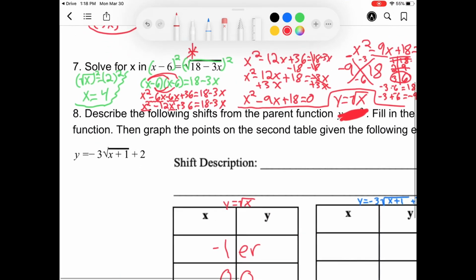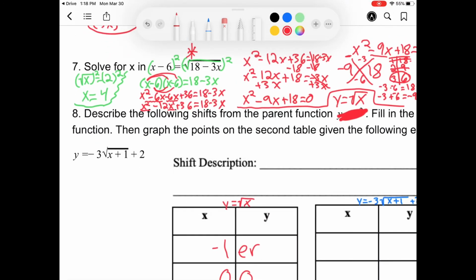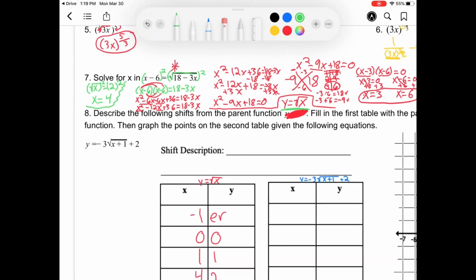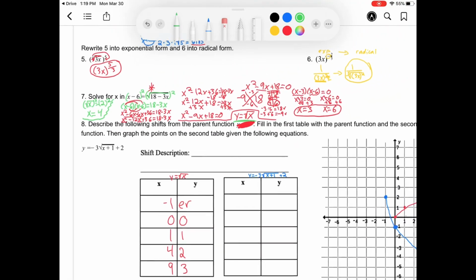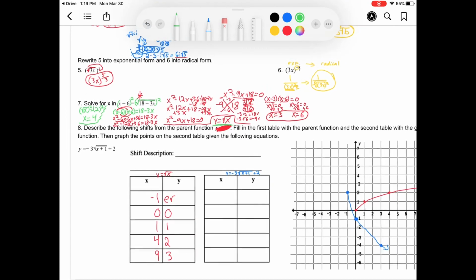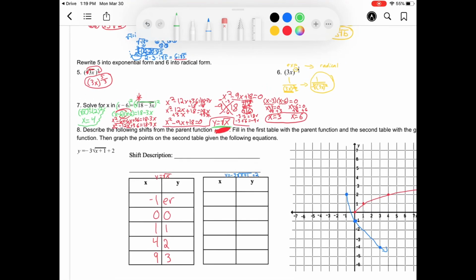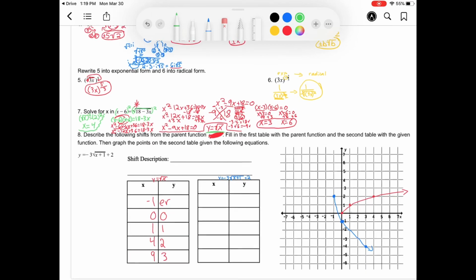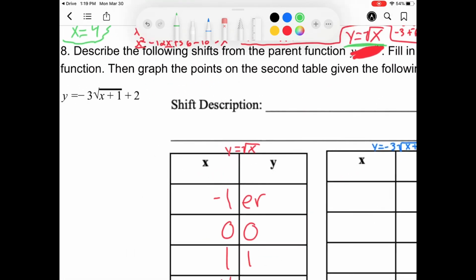Alright. For number 8, I do need you to fix one thing. The parent function for radicals is y equals square root of x, not y equals x squared. So in this case, we are determining the transformations. We are creating our two tables, one for the parent function and one for the equation given. And then we're going to graph it, and I did already graph it for us.